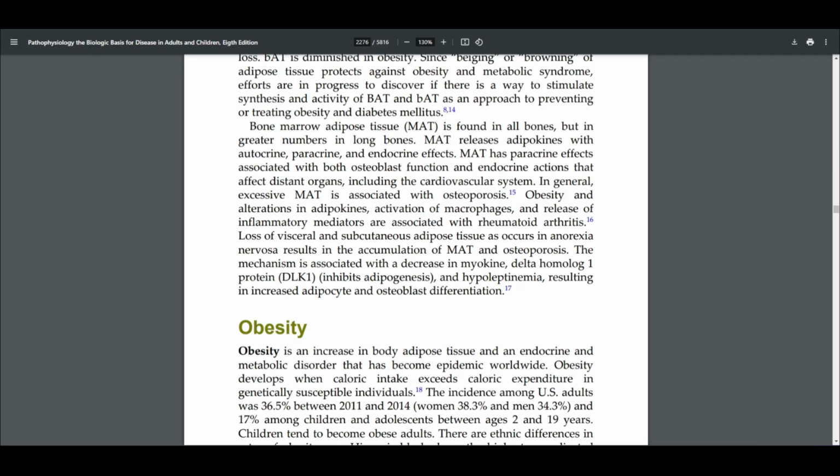Your bone marrow adipose tissue, MAT, is found in all bones, but in greater number in long bones. MAT releases adipokines with autocrine, paracrine, and endocrine effects. MAT has paracrine effects associated with osteoblast function and endocrine action that affect distant organs, including the cardiovascular system. In general, excessive MAT is associated with osteoporosis, obesity, and alterations in adipokines; activation of macrophages and release of inflammatory mediators are associated with rheumatoid arthritis.